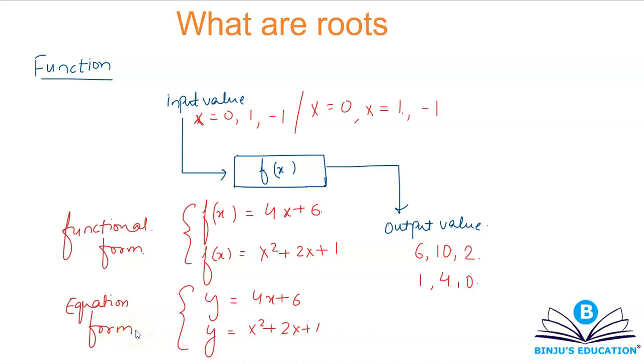That's the only difference. There is no other difference. If you write it in the form of f(x), then it's the functional form. If you write it in the form of y, it's the equation form. You can also have a function with respect to y, with respect to z, with respect to a. For example, f(a) = 4a + 7. So this is a function with respect to a.